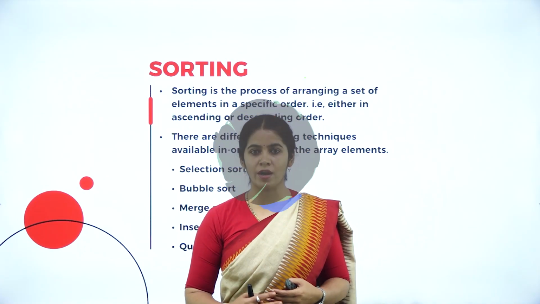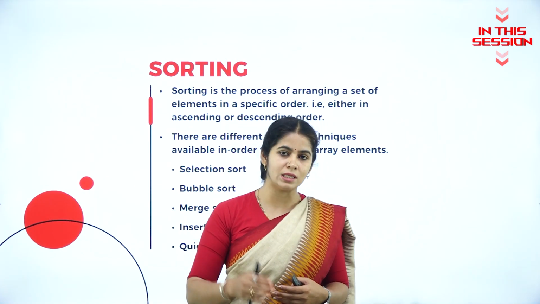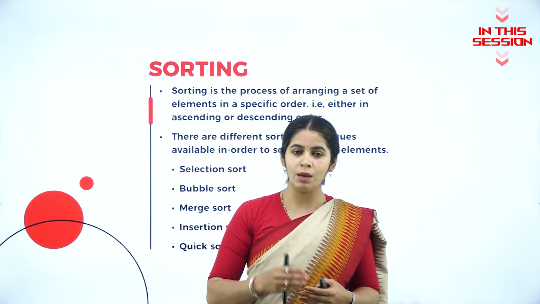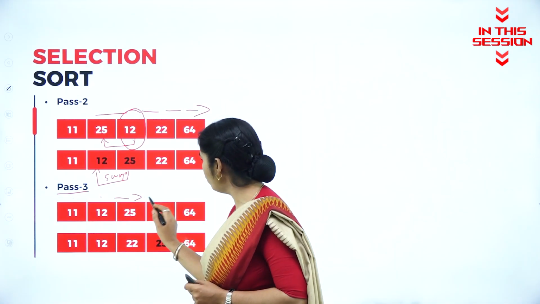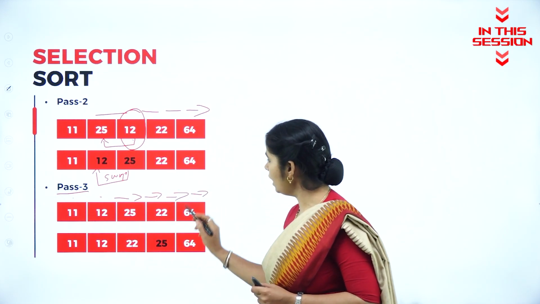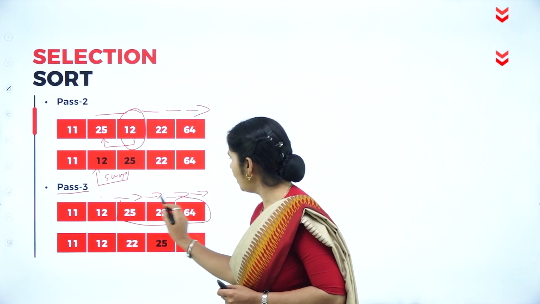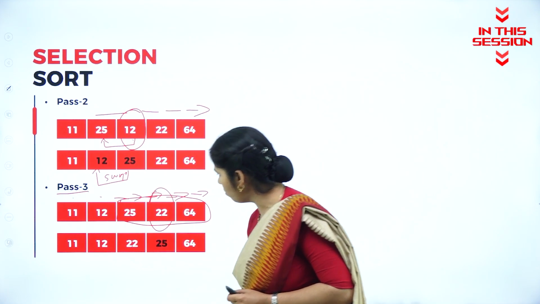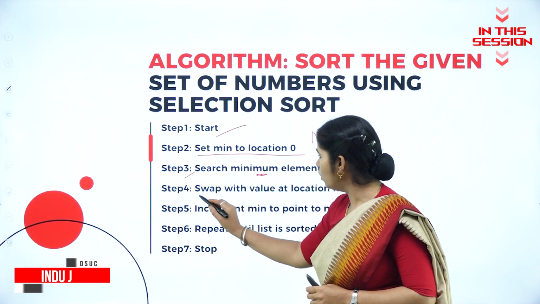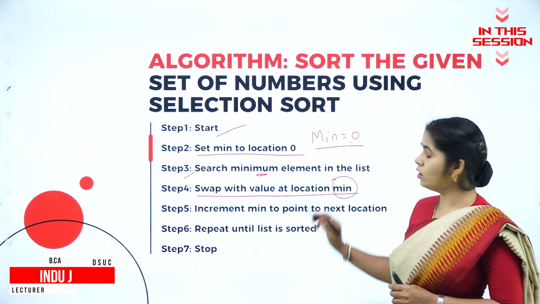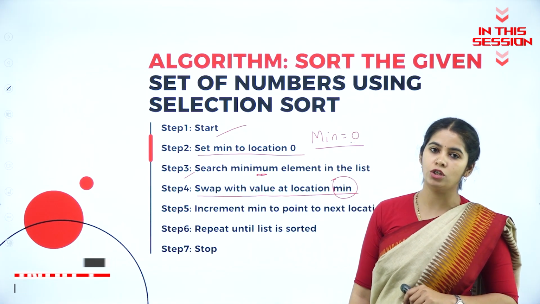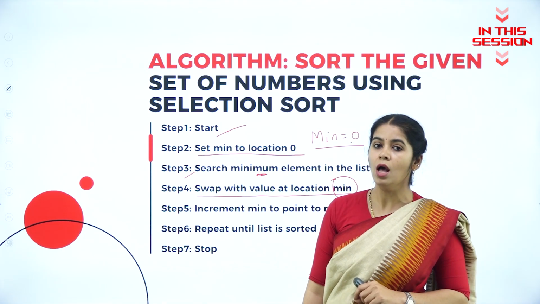We have two types of arrangement. One is ascending order or descending order. Ascending order keeps on increasing, descending order is decreasing. We have to traverse a complete array. After traversing the complete array, we have to find the next minimum. What is my next minimum value? 22 is my next minimum value. Once we got the minimum value, swap the minimum value with the location. With what location? The 0th location, that is the 0th index of your array.